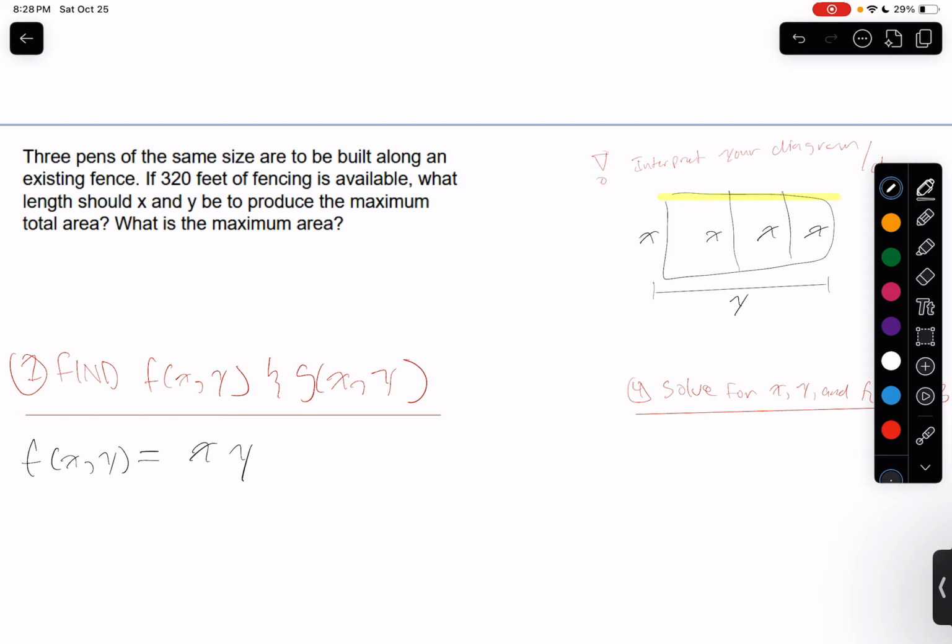And now we're going to find g of x, y, and it's derived from the perimeter. I want you to visualize something really fast. We have 3 pens along an existing fence with only 320 feet of fencing available. So what we're going to do is get all of our x, y values into this equation and add them up to each other. So here we have 4 x's present. 1, 2, 3, 4.